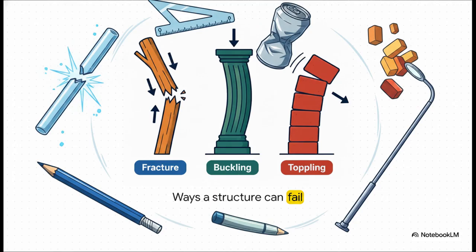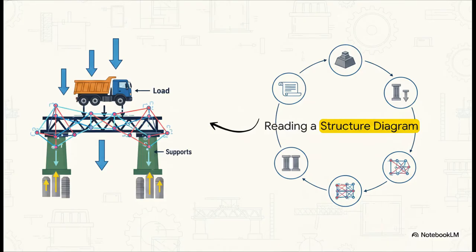First, a fracture. That's when a material just snaps right in half, like a pencil. Then, buckling. That's when something is squashed under compression until it just folds in on itself, like a plastic drinking straw. And finally, toppling. That's when a structure simply loses its balance and tips completely over, like a giant tower of toy blocks. To prevent this kind of disaster, engineers read structure diagrams so they can spot weaknesses way before they actually build. And you can do this in 5 easy steps.